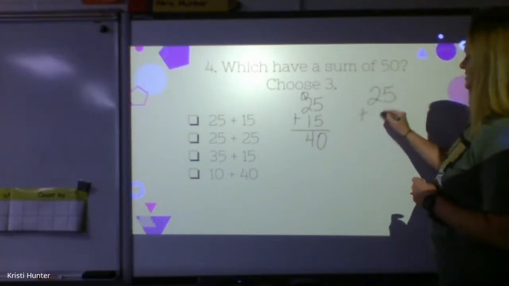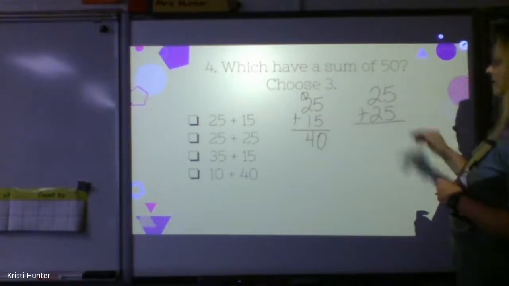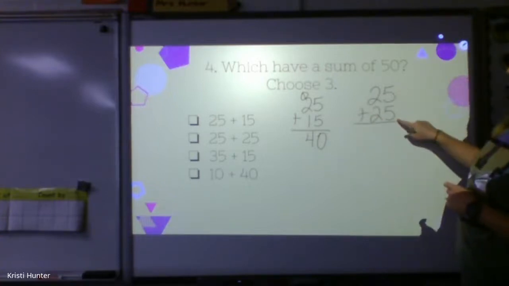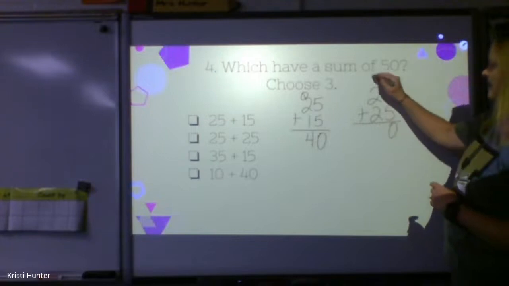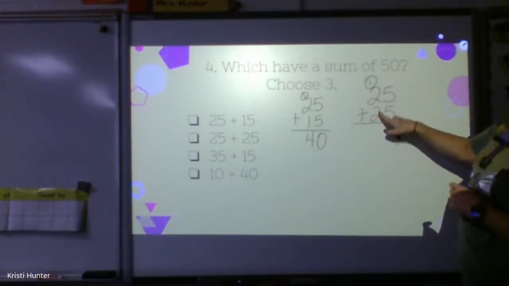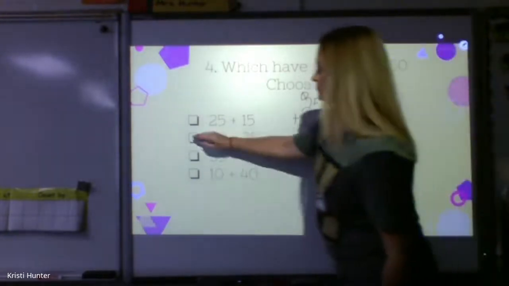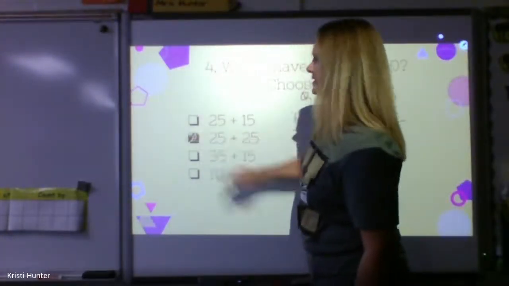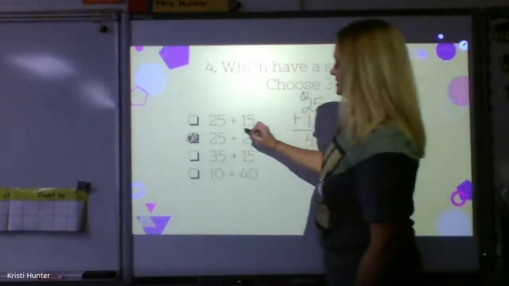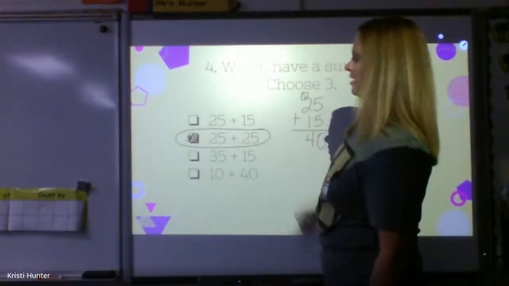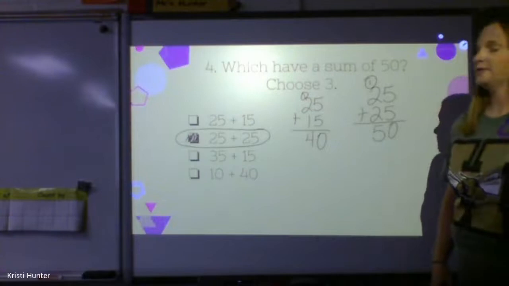25 plus 25. All right. Again, 5 plus 5, we got a doubles fact. All right. 2 plus 2 plus 1 more. We found a 50. So that one is correct. On your practice test, just write out that problem, okay? I know you won't be able to color in the boxes.